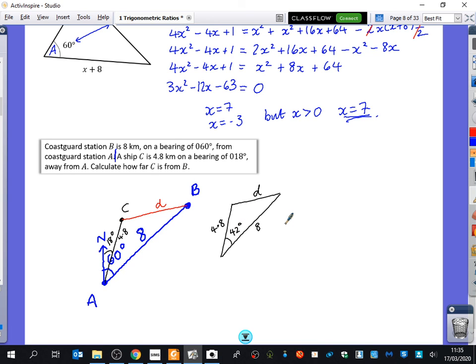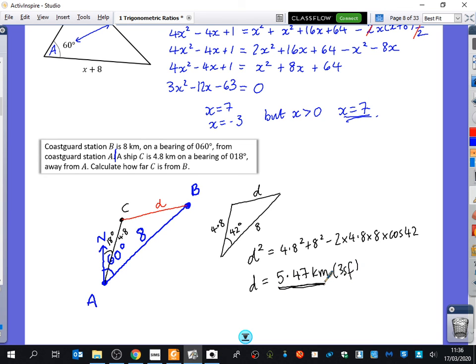And then once you've got a diagram that looks like that, you tell yourself it's going to be the cosine rule because I've got two sides and the included angle. So I can go pretty quickly and say that the distance squared is 4.8 squared plus 8 squared minus 2 times 4.8 times 8 times the cos of 42. And I'm going to put all that in my calculator, and hopefully we will get the same answer. So it's 4.8 squared plus 8 squared minus 2 times 4.8 times 8 times cos of 42. I'm also going to square root my answer, and I'm going to go straight to 5.47 kilometers to 3 significant figures. So it just required a little bit of extra drawing that we needed there.